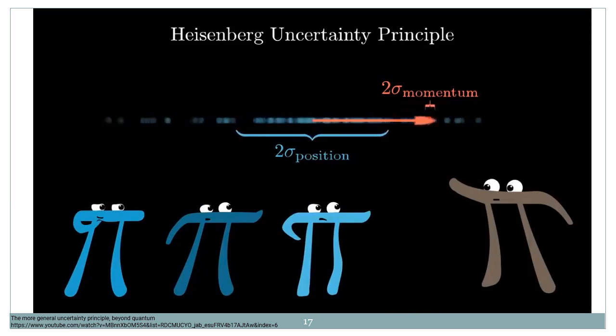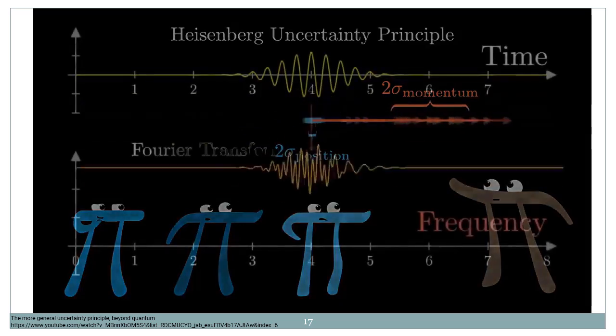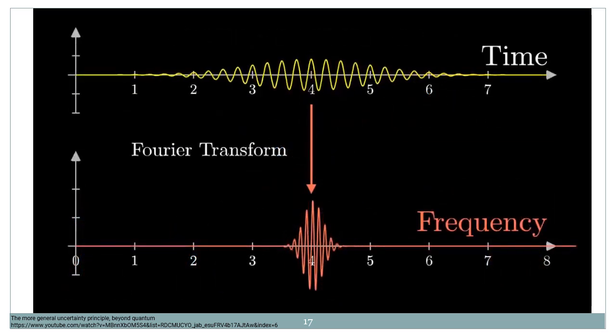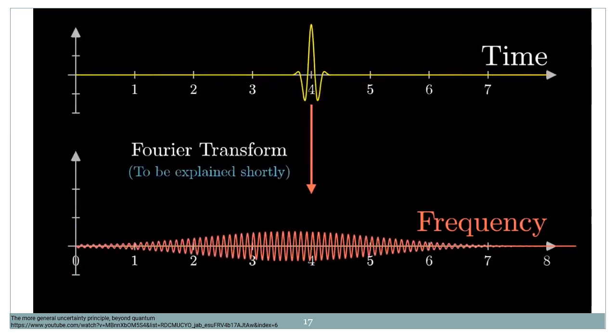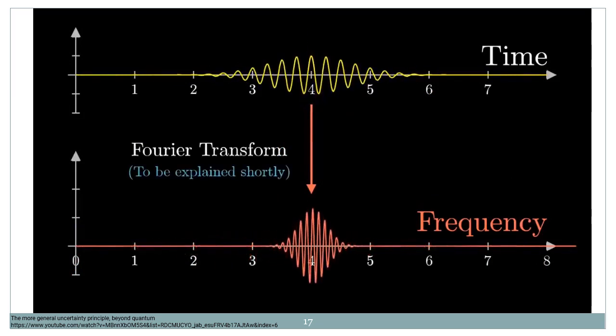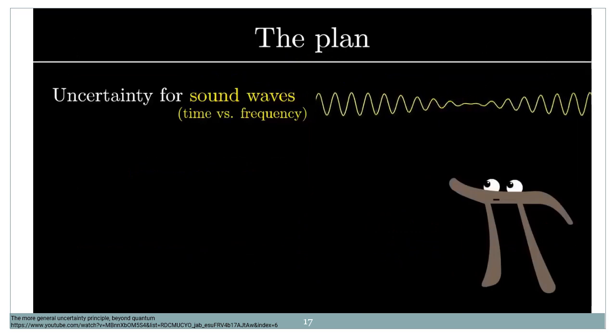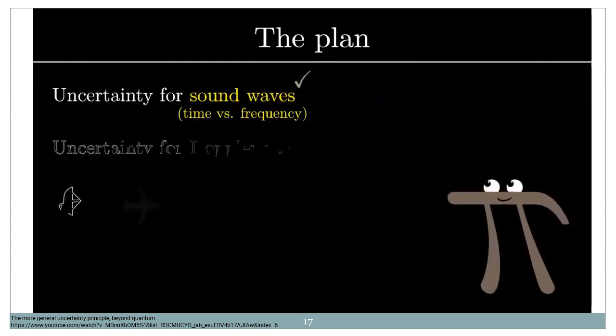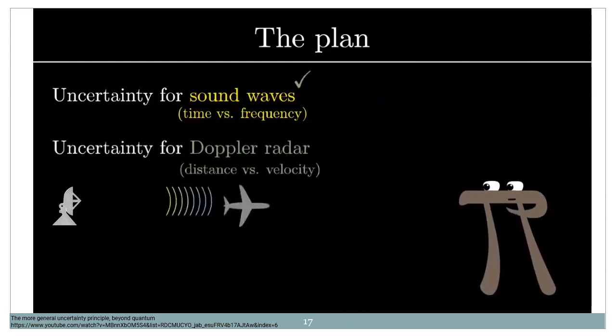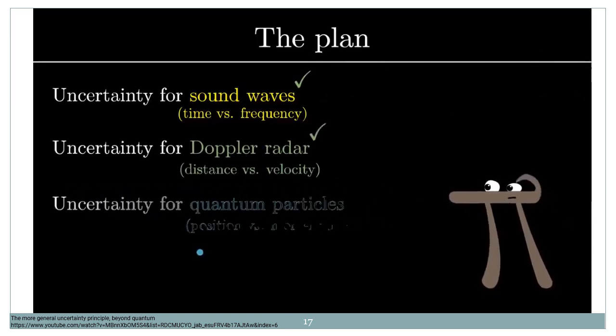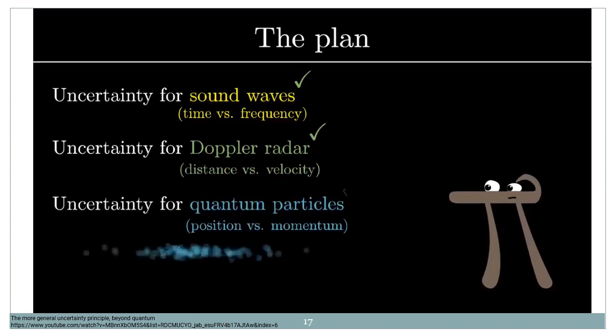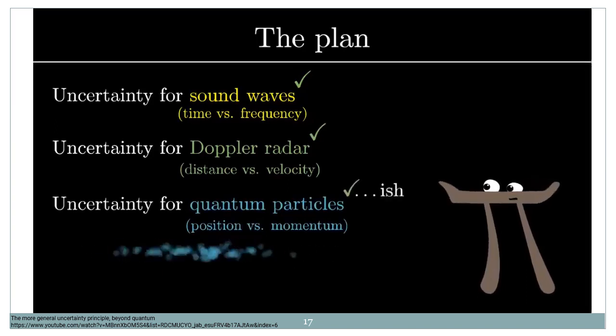You see, the uncertainty principle is actually one specific example of a much more general trade-off that shows up in a lot of everyday, totally non-quantum circumstances involving waves. The plan here is to see what this means in the context of sound waves, which should feel reasonable, and then Doppler radar, which should again feel reasonable and a little bit closer to the quantum case. And then for particles, which, if you're willing to accept one or two premises of quantum mechanics, hopefully feels just as reasonable as the first two.